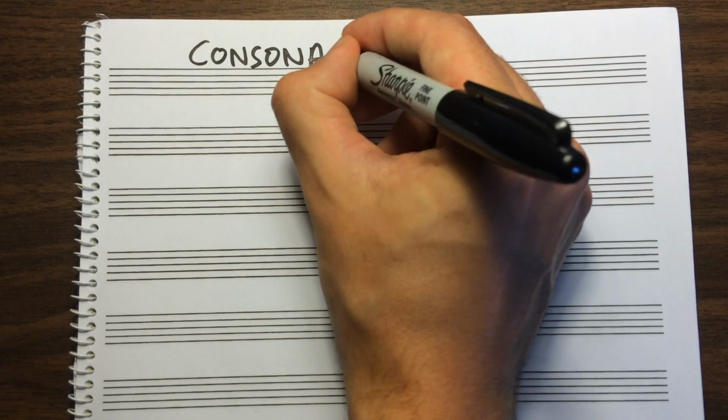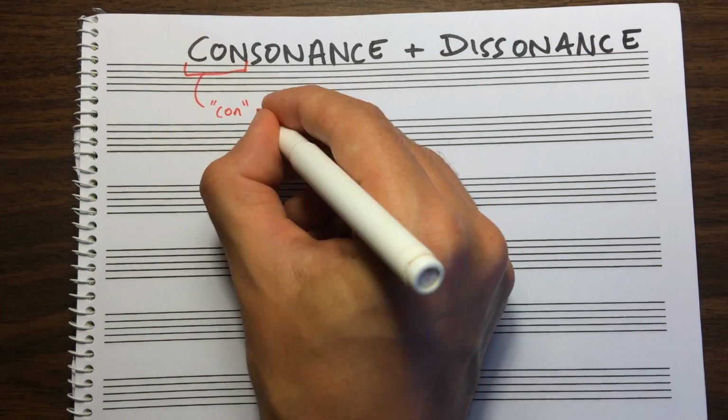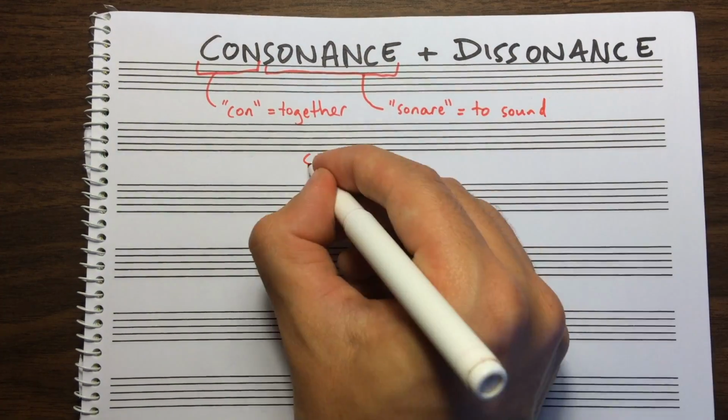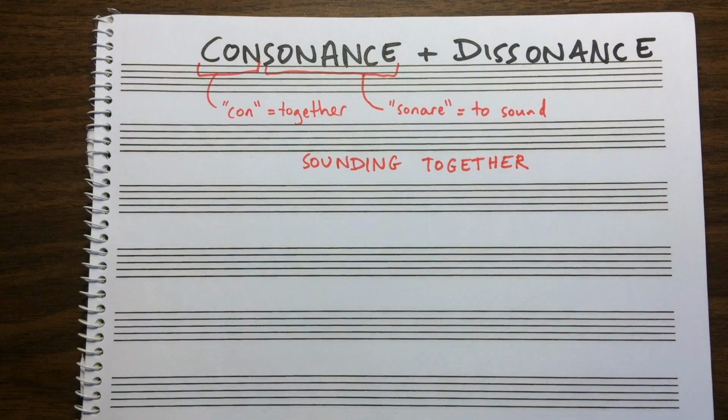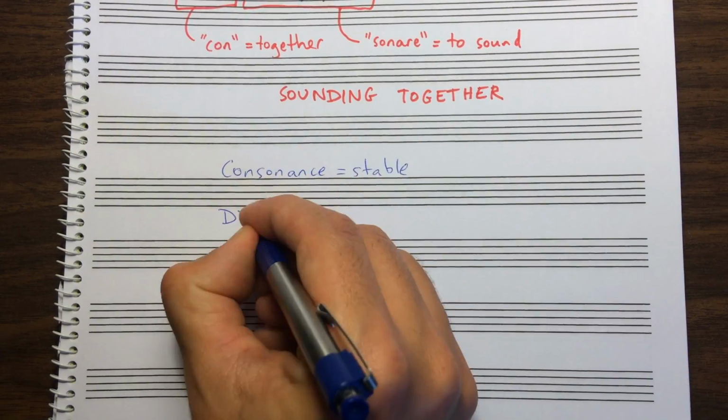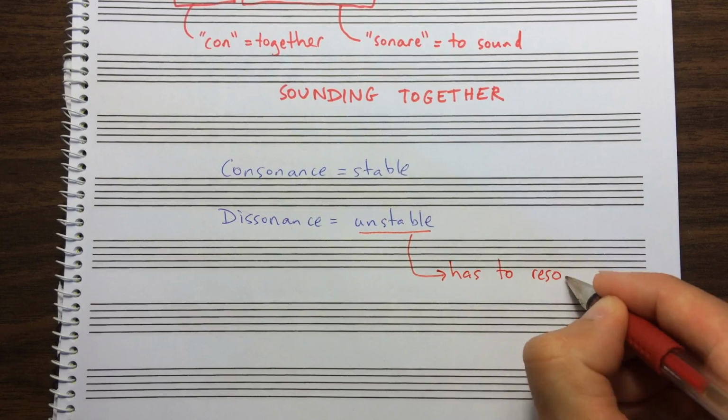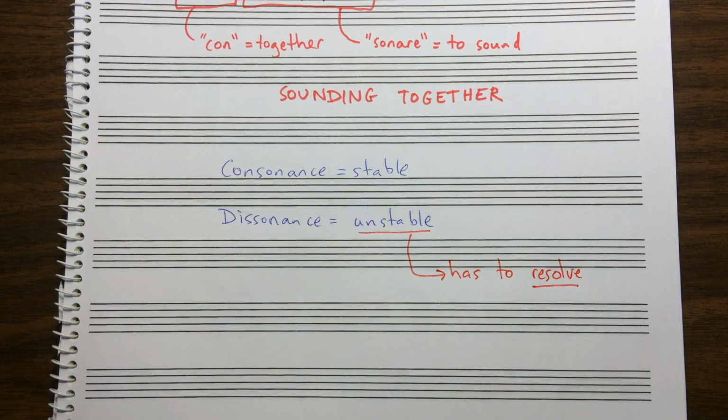Now let's quickly look at consonants and dissonants. All intervals are either consonant or dissonant. Consonant intervals are stable, while dissonant intervals are unstable and require resolution.